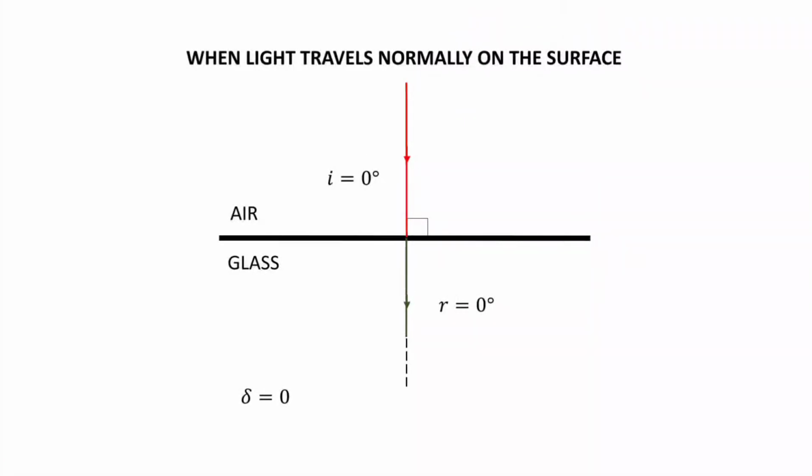But when the light travels from one medium to another without bending, that is when the light is perpendicular to the surface, its speed will still change even though there is no bending of the ray.